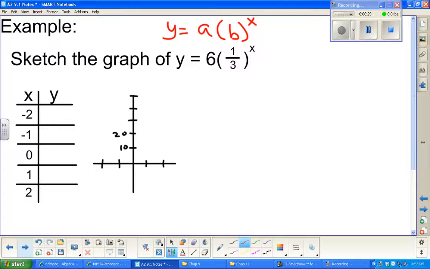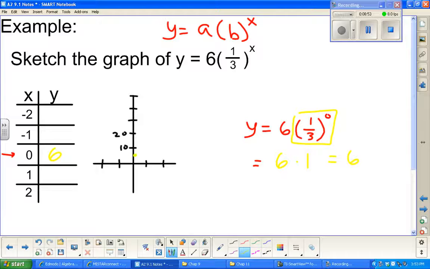So let's do this similarly. Let's do the one when x is 0. Let's start here and see where we're at. If x were 0, y would equal 6 times 1/3 to the 0 power. Anything to the 0 power is just 1, and 6 times 1 is just 6. So 0, 6, let's put that in the middle there. Notice I scaled my y's a little differently, and we'll see why in a second.